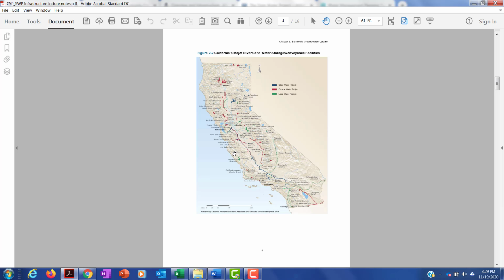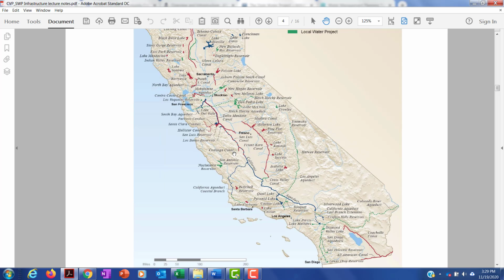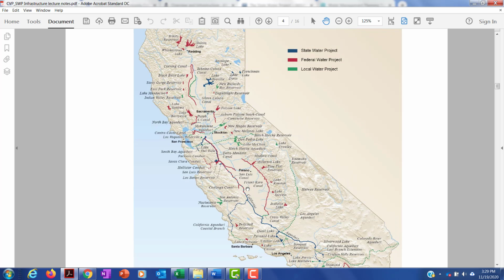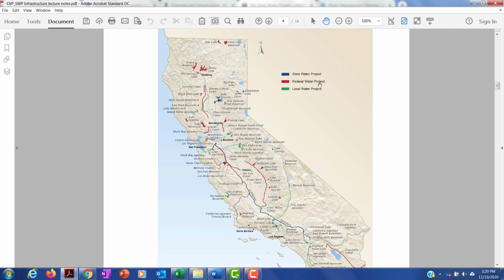So I have included a couple of different maps from different publications to give you an overview of these systems. Federal, state, and local. You'll hear Dr. Lund talk about these different layers of government involved in our water. And this map kind of shows you the key features of the federal project. There's Shasta Lake, Folsom Lake, Millerton Lake. So these are the major federal parts.